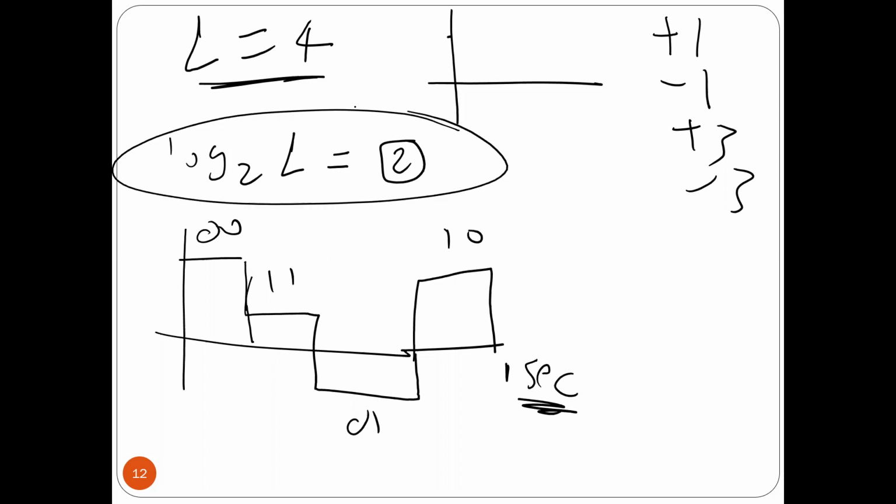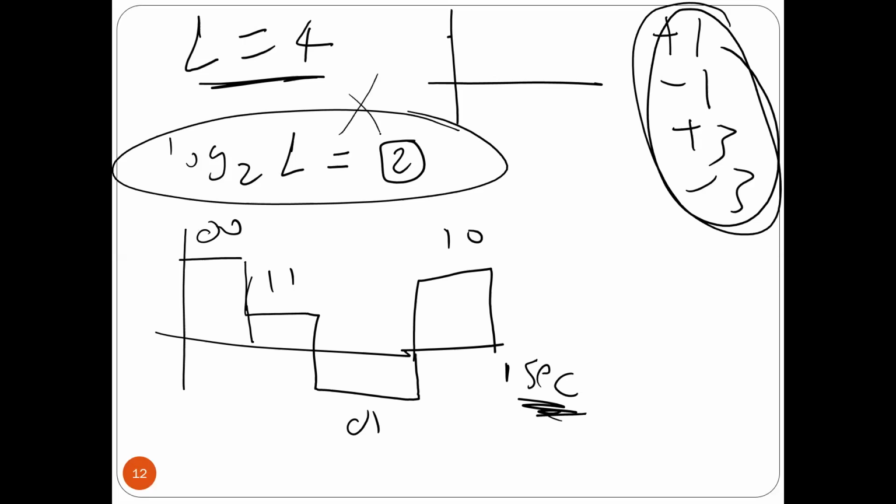This formula has nothing to do with the bit rate. This formula gives a relation between the number of voltage levels you have, and how many bits you can transmit in every signal element. So for example, here this is given as 4 because I have 4 different voltages. Every time I can transmit 2 bits. This is not a bit rate. Bit rate means how many bits you transmit in 1 second. So actually, you don't need to use this formula in this case.